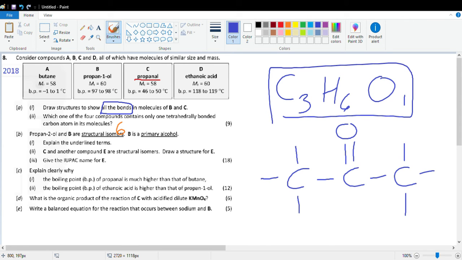There are lots of other options. If you have a look at the mark scheme for this, they've given out loads of options if you want to try to draw out a couple more.